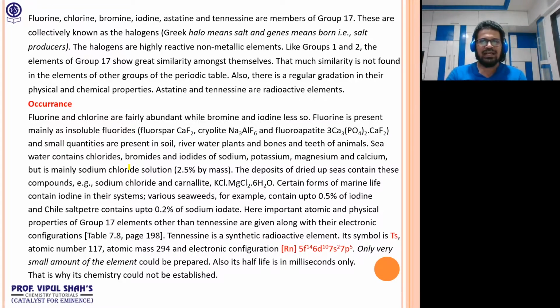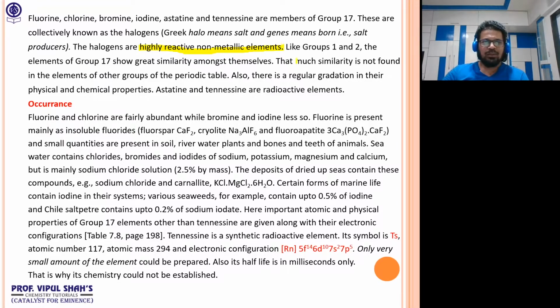Let's see this now. What exactly is 7? Everybody please come to the slide. Halogens are generally highly reactive non-metallic elements, because we all know across a period from left to right, metallic character decreases and non-metallic character increases. So halogens are the most non-metallic elements. Is it clear? That's one.